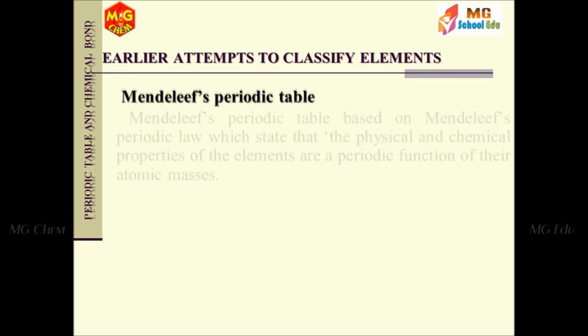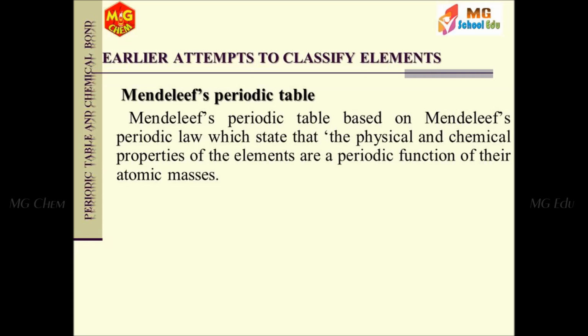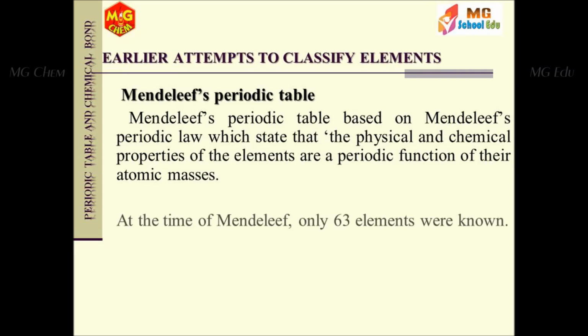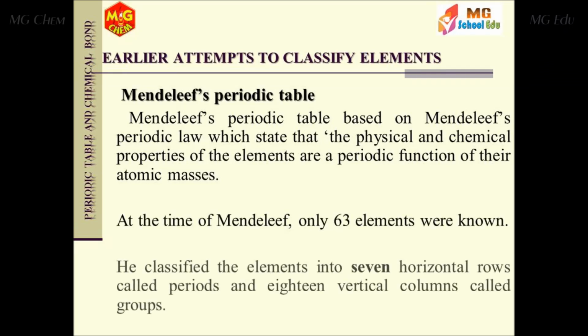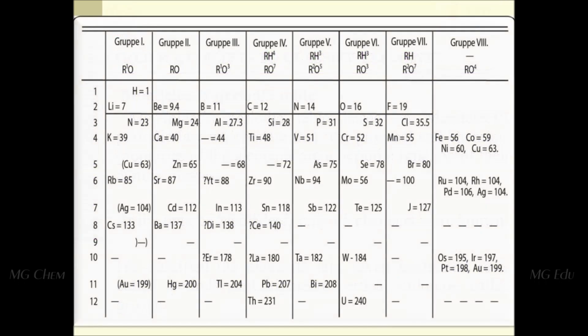Mendeleev's periodic table. Mendeleev's periodic table is based on Mendeleev's periodic law, which states that the physical and chemical properties of the elements are a periodic function of their atomic masses. At the time of Mendeleev, only 63 elements were known. He classified the elements into 7 horizontal rows called periods, and 18 vertical columns called groups. This is Mendeleev's periodic table. He considered atomic mass for the arrangement of elements.